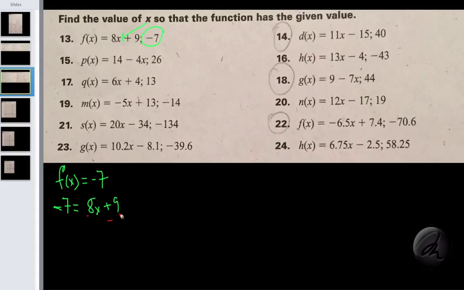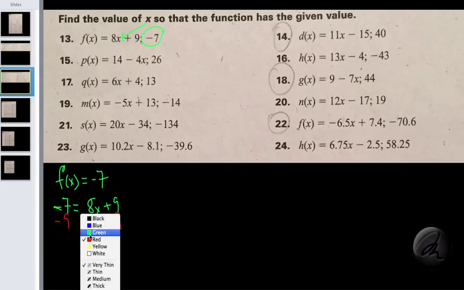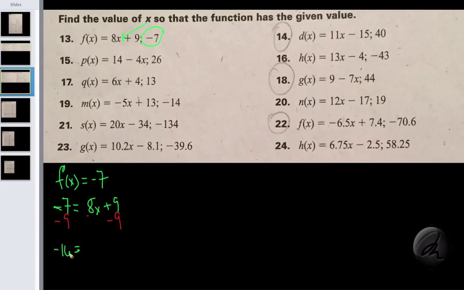So first step would be to get rid of my 9, subtract by 9 to both sides. And my new equation is going to look like this now. So negative 7 plus negative 9 is negative 16. And this is now eliminated. And I have 8x on this side.